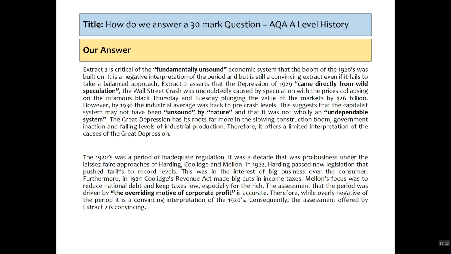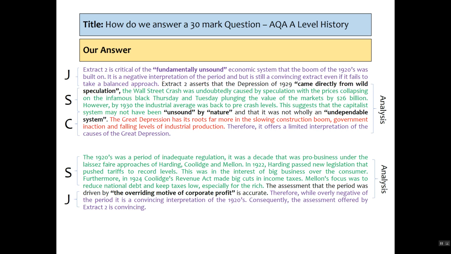Here is our answer now for Extract 2. And in the same way, I've annotated it for you. So you can see in green, the supporting contextual information, in red the contrasting information, and in purple the judgments. And you see I'm trying to round off each of my paragraphs with a judgment of how convincing the extract is. You can see my conclusions at the end.